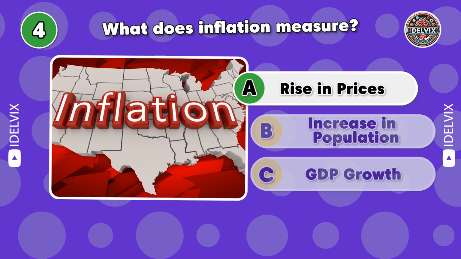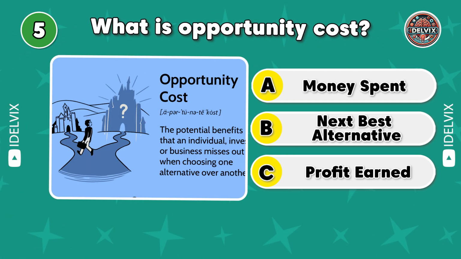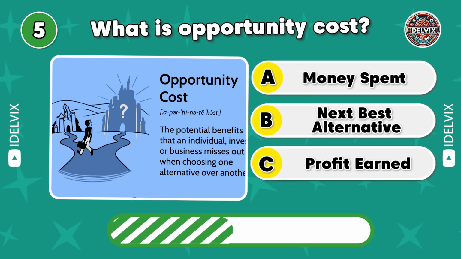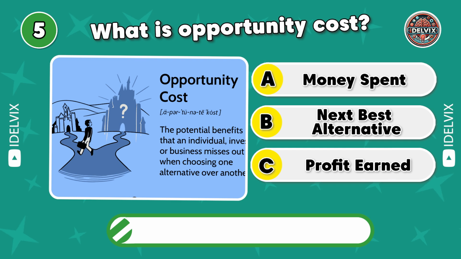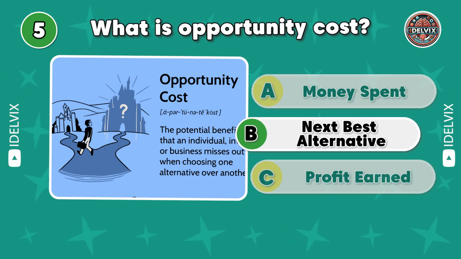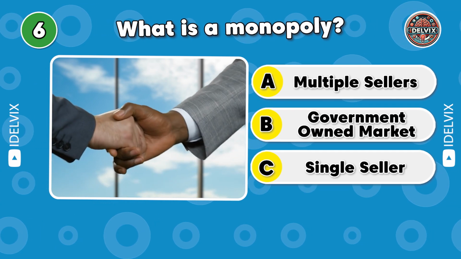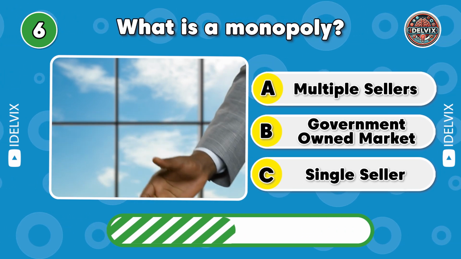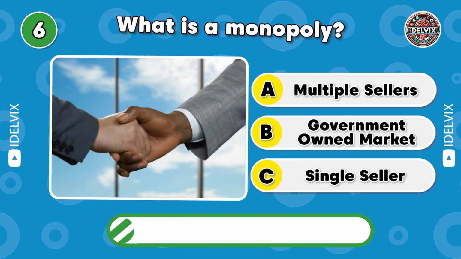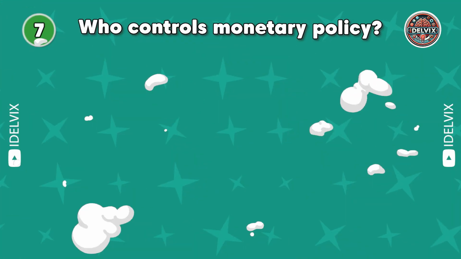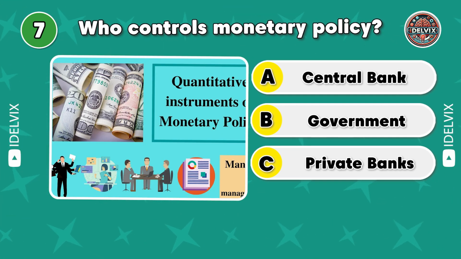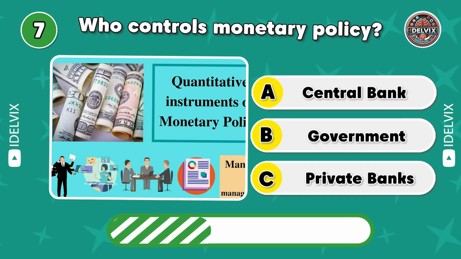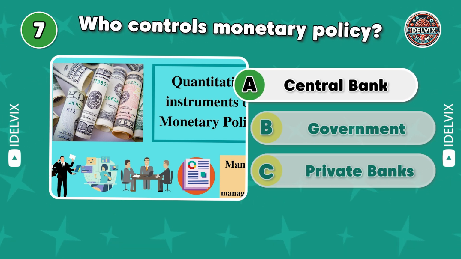4. What does inflation measure? Answer: rise in prices. 5. What is opportunity cost? Answer: next best alternative. 6. What is a monopoly? Answer: single seller. 7. Who controls monetary policy? Answer: central bank.